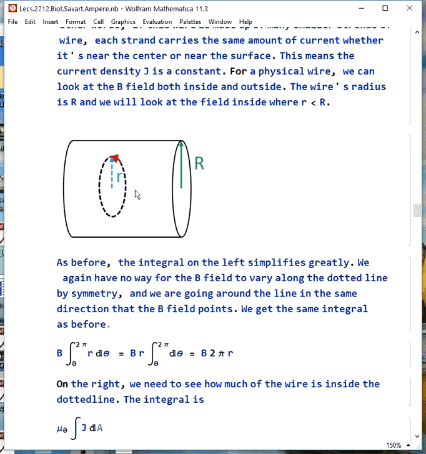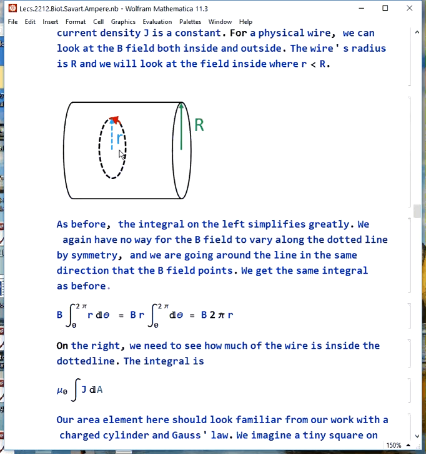Now, as before, the integral on the left gets much, much easier. We still have no way for B to change in magnitude as we go around. It's still going to be in the same direction. So we're going to get the same thing over and over again, B times 2 pi r. On the right, we have to see how much of the wire is inside this dotted line. The integral is mu naught times the integral of J dA. Now, what does our area element look like here? We've actually done this before with Gauss's law. We imagine a tiny square on the face of this cylinder, or here, in our Amperian loop.